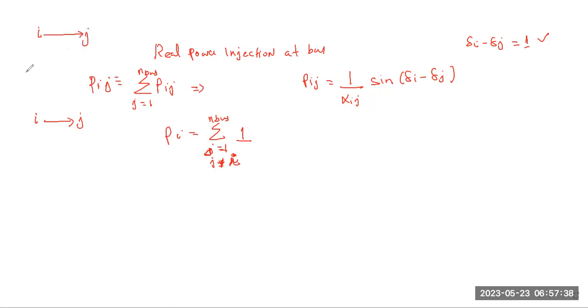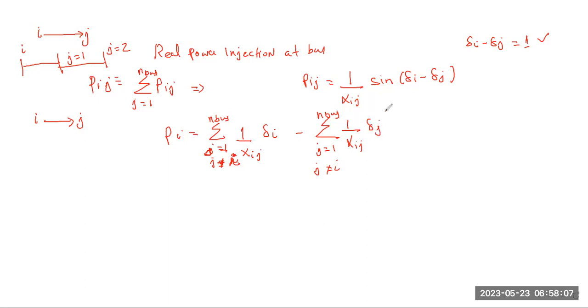This is i, and j can be 1, suppose j equal to 2, j equal to 3. So it can be given as the sum over j equal to 1, j not equal to i, up to n buses, of 1 by Xij into (delta i minus delta j).